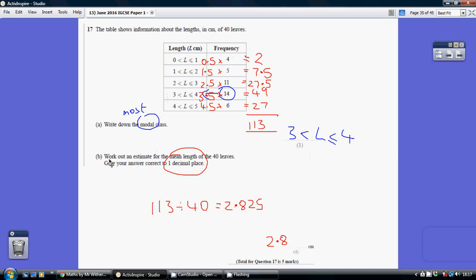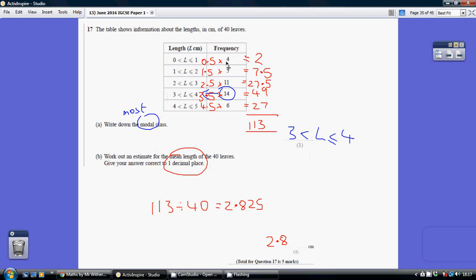Now, for part B, we're being asked to work out an estimate for the mean length of the 40 leaves, correct to one decimal place. Now, this is more tricky. For this, you've really got to understand a bit more what's going on up here. We're being told that four of the leaves, the length was between nothing and 1 centimeter. 5 of the leaves, the length was between 1 and 2 centimeters.